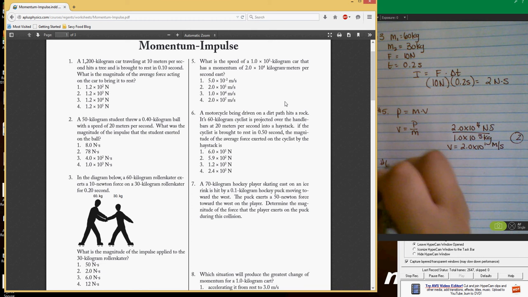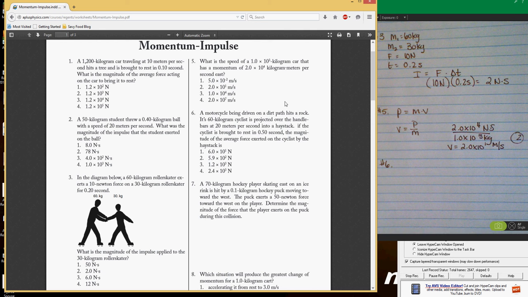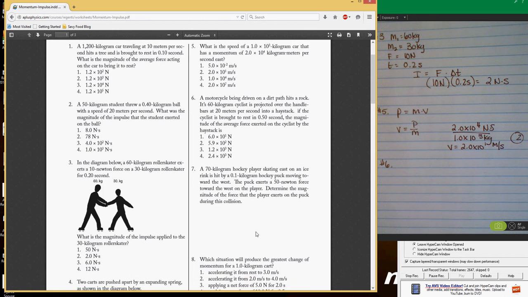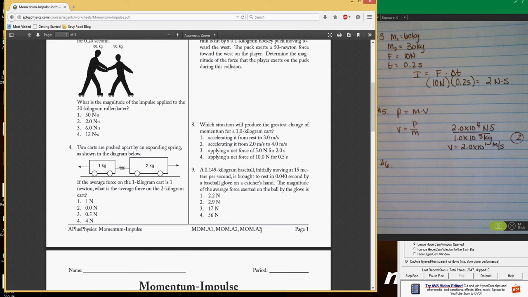Question number 6. We have a 70 kilogram hockey player that is skating east on an ice rink, is hit by a 0.1 kilogram hockey puck moving toward the west. The puck exerts a 50 Newton force toward the west on the player. Determine the magnitude of the force the player exerts on the puck during the collision. And that just is going to be conserved, right? If that's applying 50 newtons, then the other object applies 50 newtons. So a lot of third law questioning here as well.